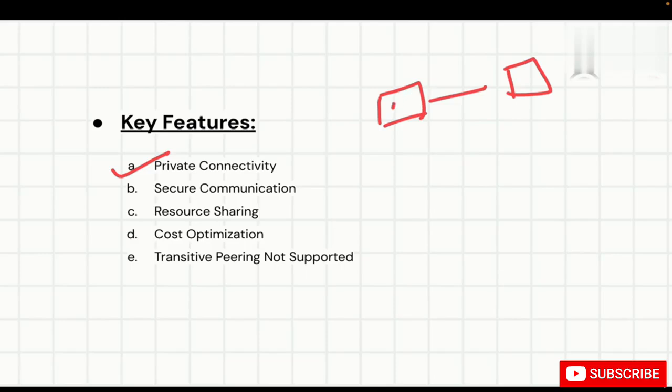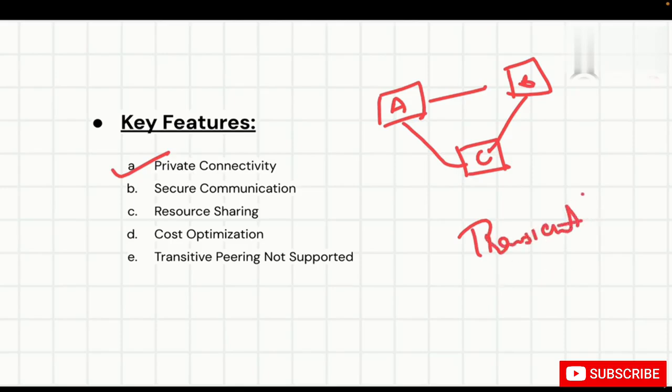So let's say there are three VPCs out here, A, B, and C. Let's say A is connected to B and B is connected to C. But in order to connect A to C, we can't say A is directly connected to C. So we have to specifically make a connection. So here transitive connection is not allowed.